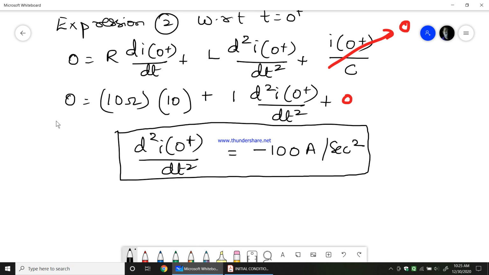So, this is the solution for problem 2. We found I(0+), we found dI(0+)/dt, and we found the value of d squared I(0+)/dt squared. Let us go to the third problem.